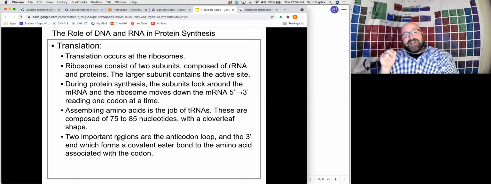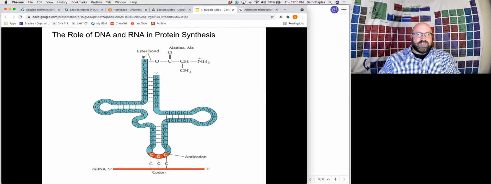And then actually assembling the amino acids together, that's the job of the transfer RNA, the tRNAs. Those are usually composed of about 75 to 85 nucleotides. They have this cloverleaf shape. We can see this here. So here's a tRNA that is now putting together our amino acid strand.